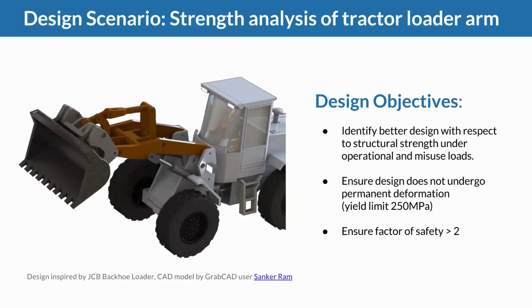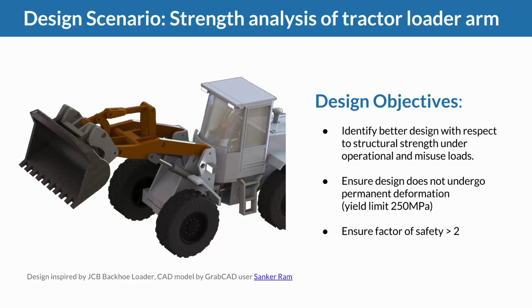So in today's example, we're trying to optimize a loader arm of a backhoe loader. What we see here in orange is the part of the assembly which we want to tackle today. We got a design from GrabCAD user Sankar Ram. Thanks for that. It stated this design is based on an actual JCB loader. So maybe we're close to that.